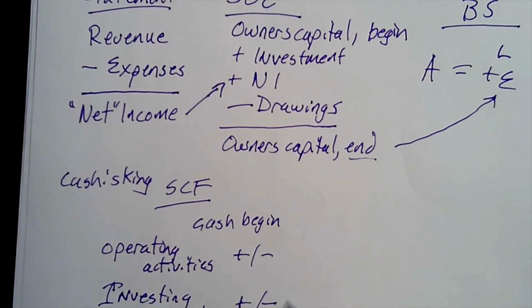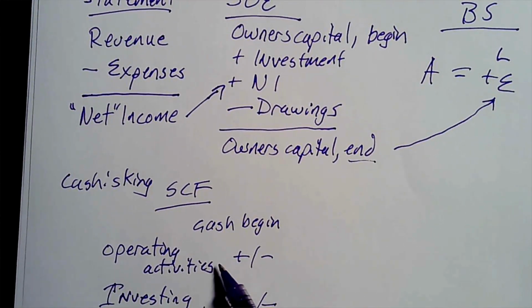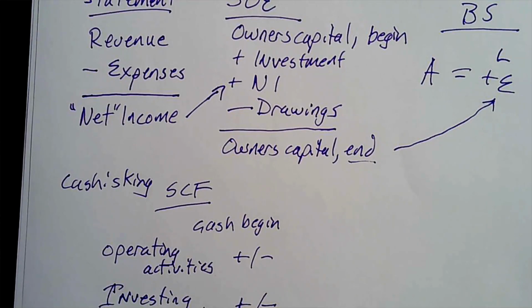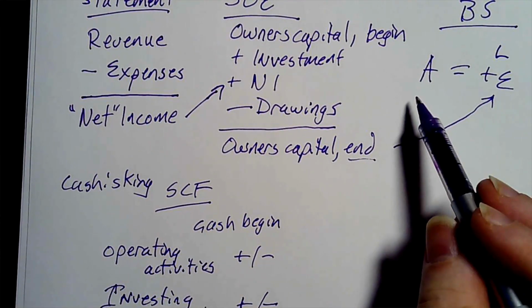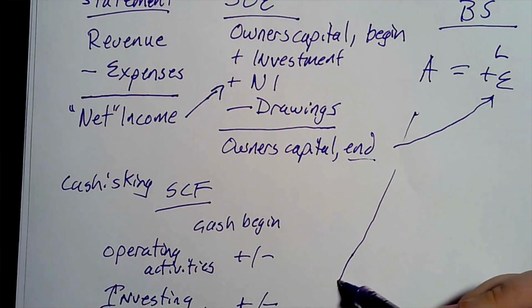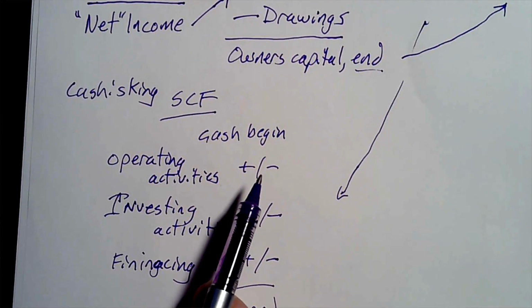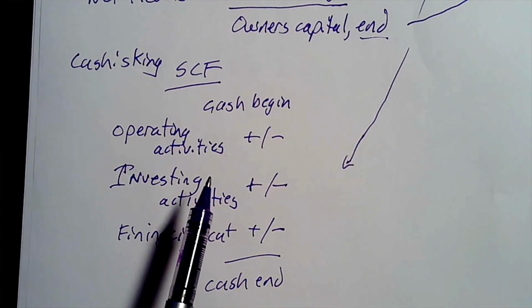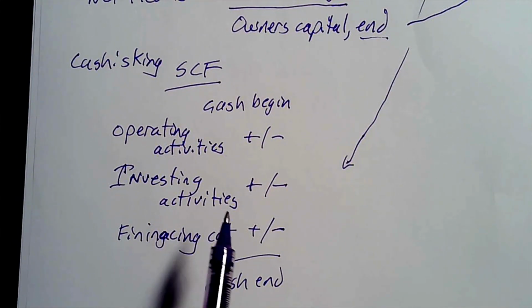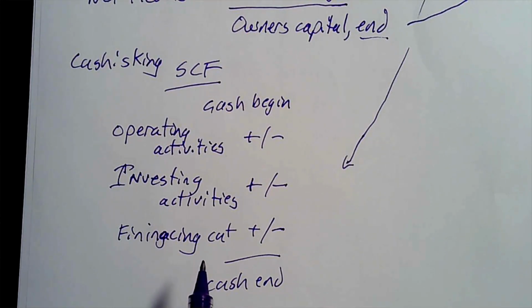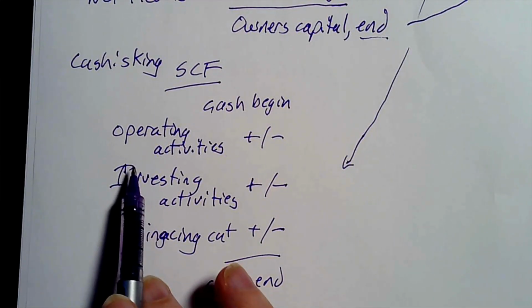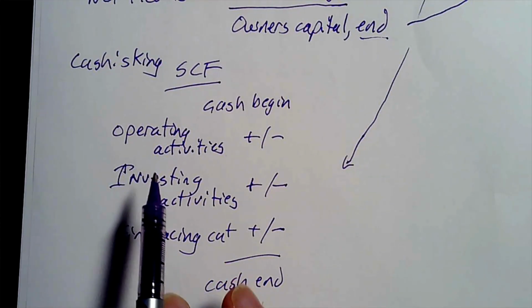So we say, what's the cash at the beginning of the year? Then we either used cash or took in cash for these three different areas, and that should end us up with the cash at the end of the year. And that comes off the asset side. Now, operating activities is a little more straightforward. It's just your day-to-day running of your business. What are you doing with inventory, with employees, with rents, utilities, all that sort of thing? All of those fall under operating activities.